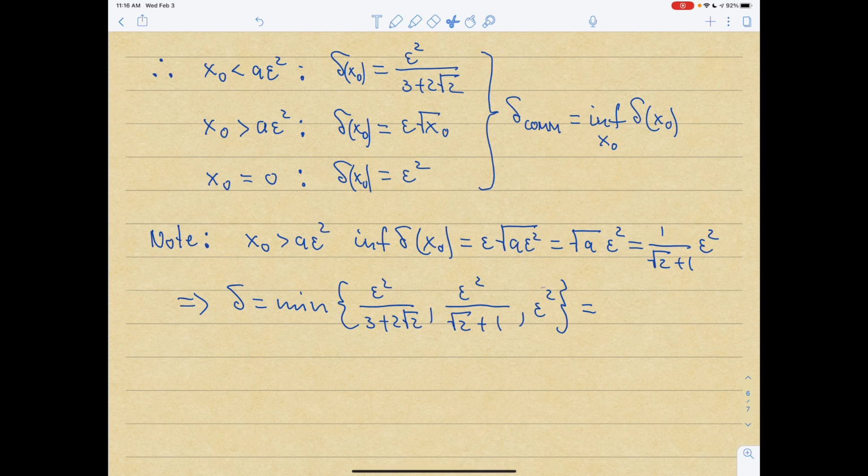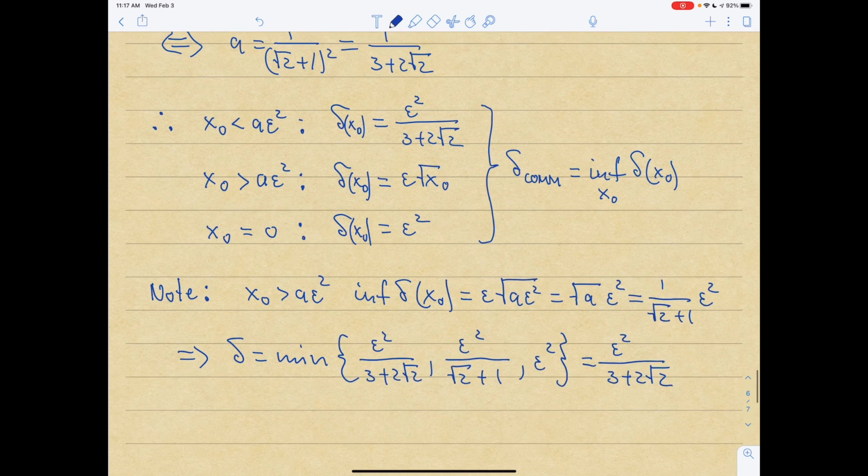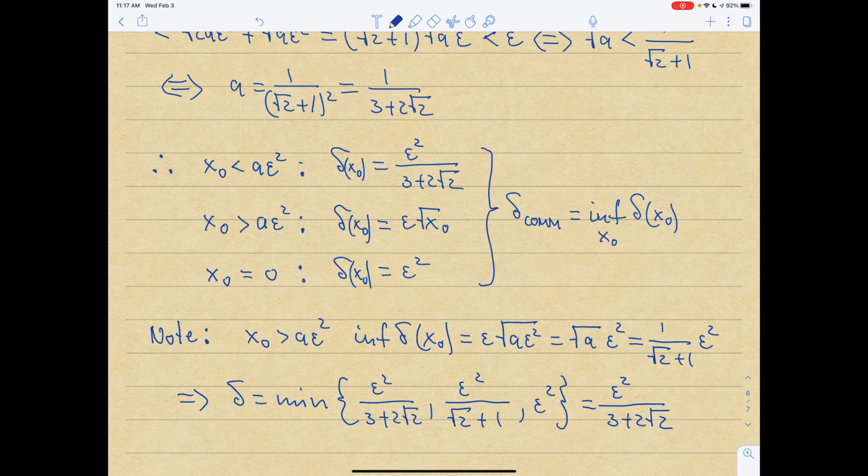Certainly not epsilon squared. Epsilon squared divided by square root of 2 plus 1 is actually larger than this number, right? Because 1 over 3 plus 2 square root of 2 was 1 over square root of 2 plus 1 squared. And so after all this pain and suffering, what we get is that the number is epsilon squared over 3 plus 2 radicals of 2. So that's the common delta. So in this case, common delta exists.